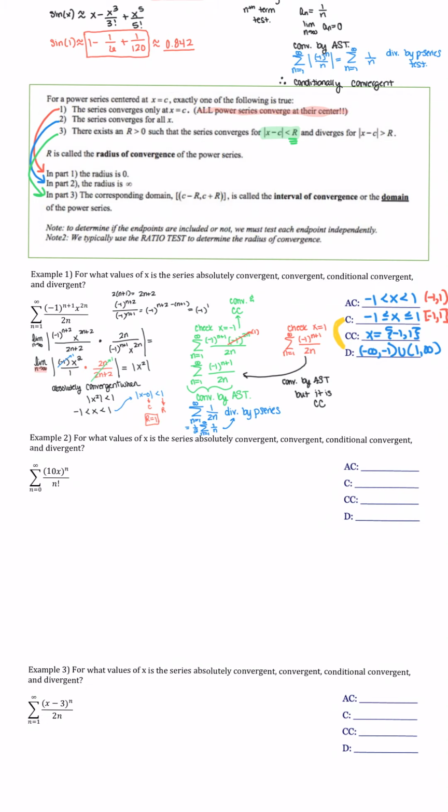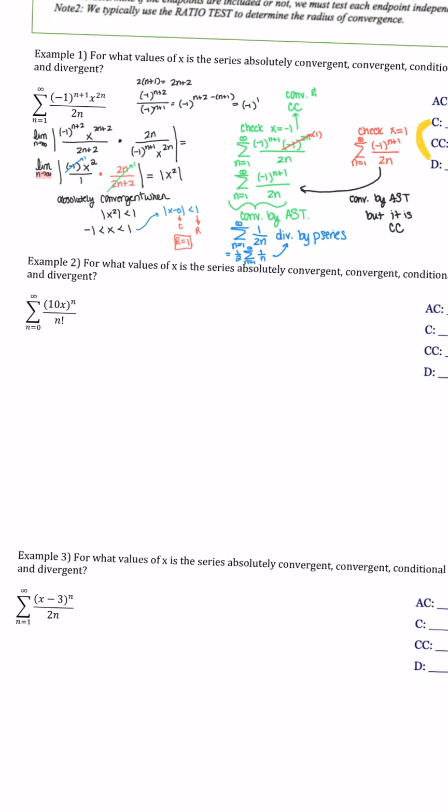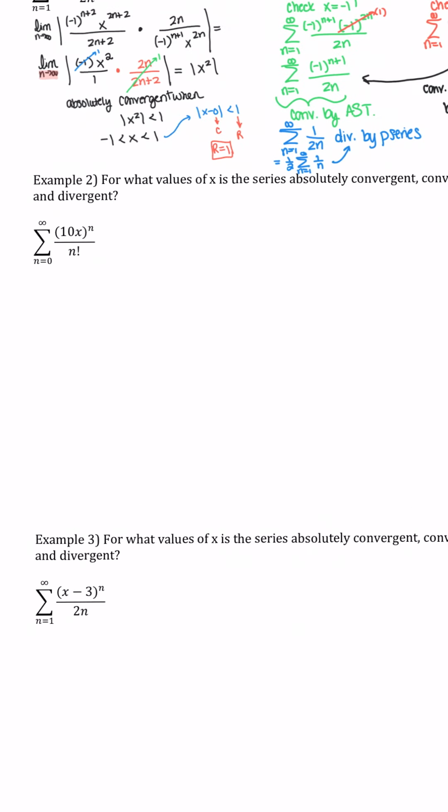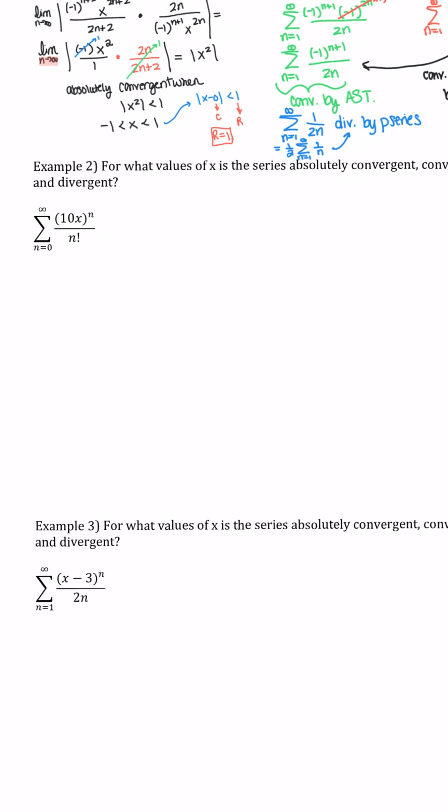Let's take a look at example 2. So it's the same type of problem, just a different series. So since I see the power series, I'm going to go ahead and start with my ratio test. So I have the limit as n approaches infinity of 10x raised to the n plus 1 all over n plus 1 factorial times n factorial all over 10x raised to the n.